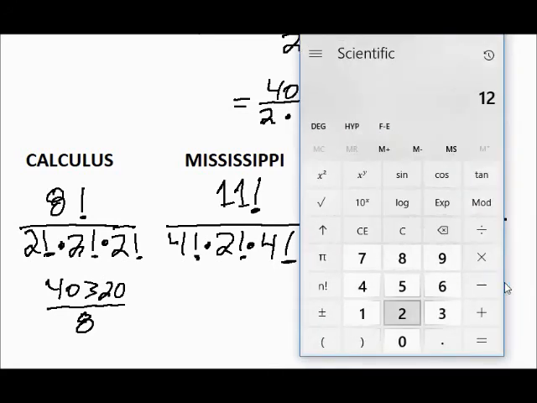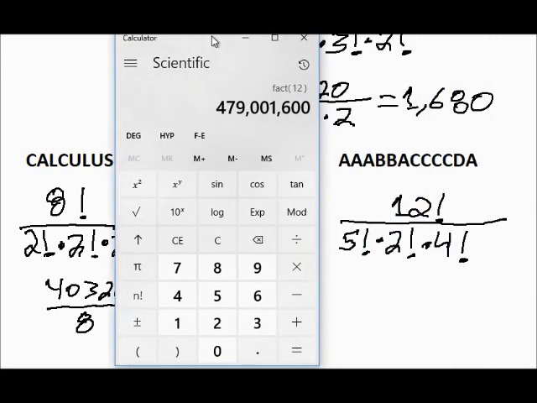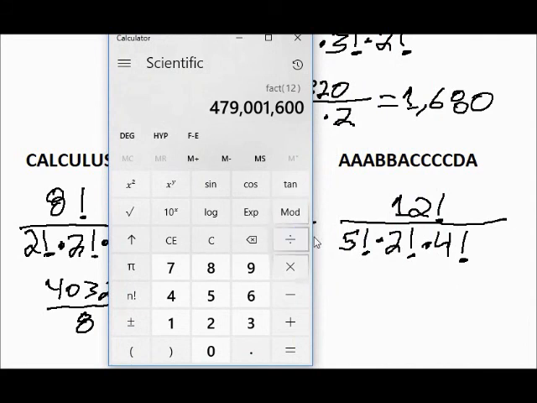So we've got 12 factorial. It's a very big number. 12 factorial divided by 5 factorial, which is 120, divided by 2 for the 2 factorial, and divided by 4 factorial, which is 4 times 3 times 2, and we get 166,320.